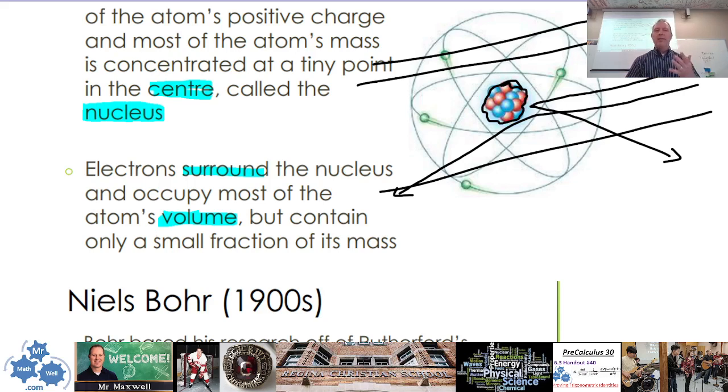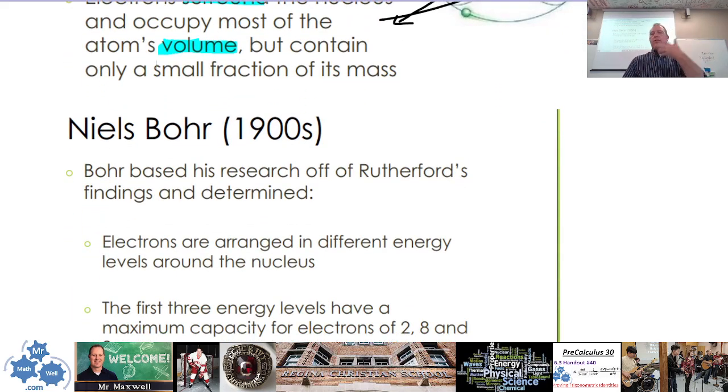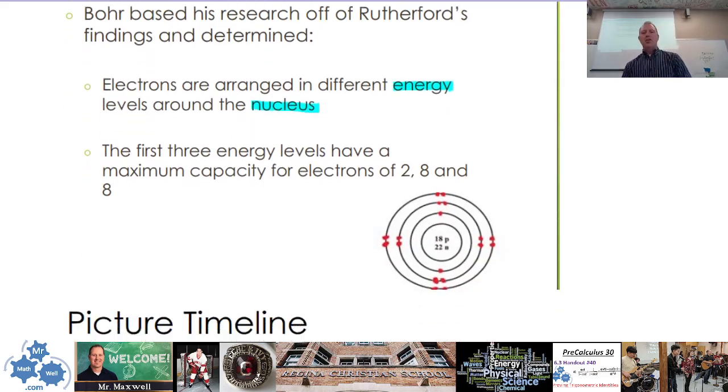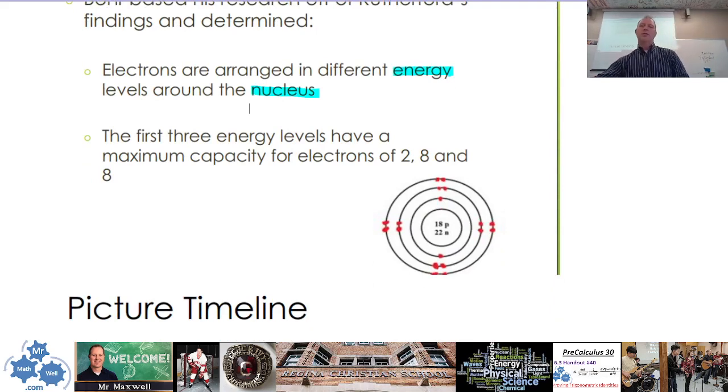And so now we've got Niels Bohr coming close to the end of our exploration of the models. Niels Bohr was a Danish physicist, and based on his research of Rutherford's findings, he determined that electrons are arranged in different energy levels around the nucleus. The first three energy levels have a maximum capacity for electrons of 2 for the first one, 8 for the second one, and also 8 for the third one.